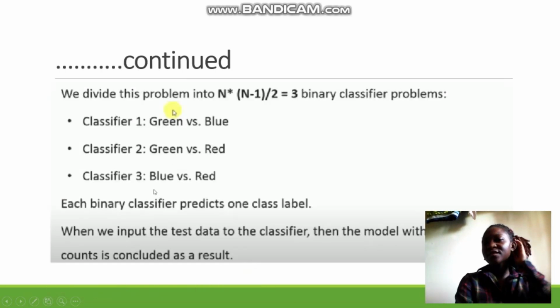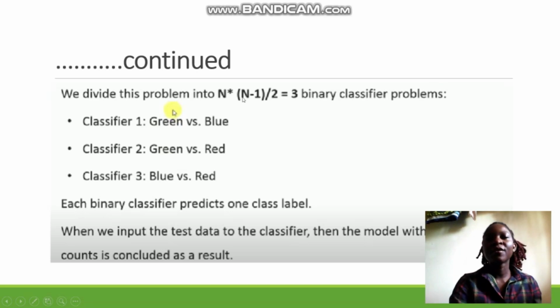Then, to understand it very well, this is another example. We have three classes, so we want to find out how many classifier models we need. We get the formula: in brackets we get 3 minus 1, remain with 2. So 2 divided by 2 we get 1, then times 3 we get 3. So we have 3 binary classifiers here. Each classifier predicts one class label. So when we input the test data to the classifiers, the class with the majority count is concluded as the result.